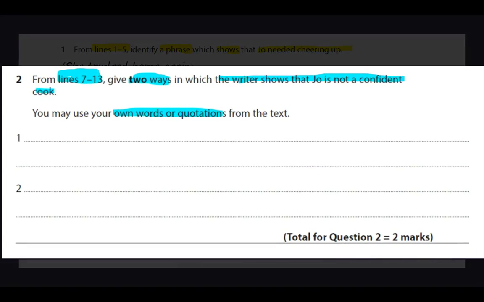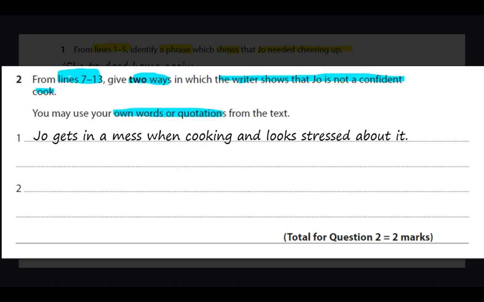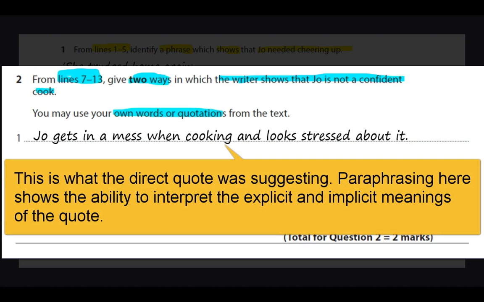Okay, so as we've seen, there are a number of different examples that we could use, and we can either quote them or we can paraphrase them. So we might decide to say that Joe is a flowery, crocky, flushed and dishevelled figure, and there we're giving that as a direct quotation. We could give that by paraphrasing it. So we could use that same example, but we might write, Joe gets in a mess when cooking and looks stressed about it. Okay, so we've kept the essential meaning of that original quote.